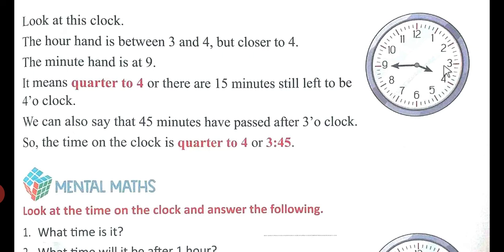That means the needle is between 3 and 4, closer to 4 but not on 4. So that means it is almost 3:45 and 15 minutes is left to be going on 4.